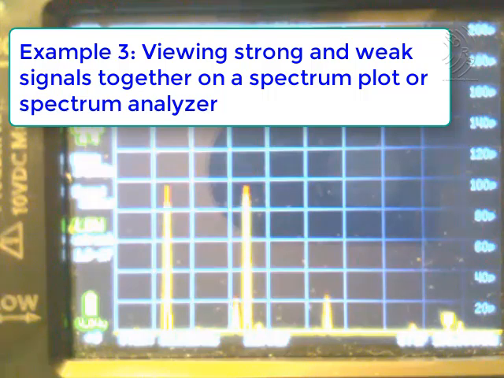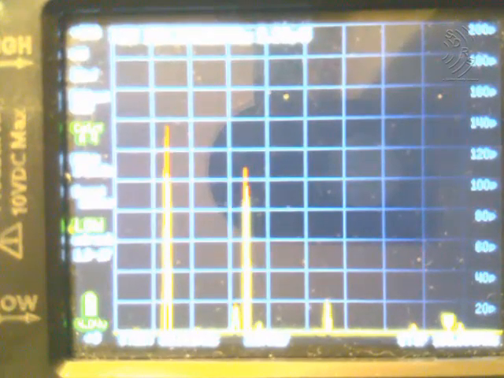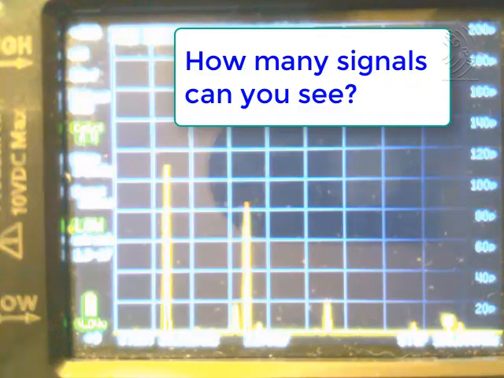Decibels are also useful when we need to view or measure strong and weak signals at the same time. In our final example, we will use a spectrum analyzer, which is an instrument that can display received signal power as a function of frequency. We've connected an antenna to the input of the spectrum analyzer so that we can look at signals from nearby FM broadcast radio stations. First, let's see how many stations you can count when the received powers are displayed in watts or multiples of watts, as they are now.